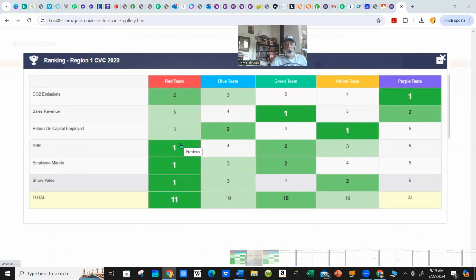Obviously, number one in ARE, employee morale, and share value. And that is a factor of the others. But the real keys in terms of where they rank this and the ending of the sim are the financials. It's the revenue versus return on gross and then ARE. If we look at the actual numbers, we'll see what's going on there a little better. But it's not just is this number one, is this number five, but growth is so important in terms of capital allocation. You'll see that yellow team is number one.